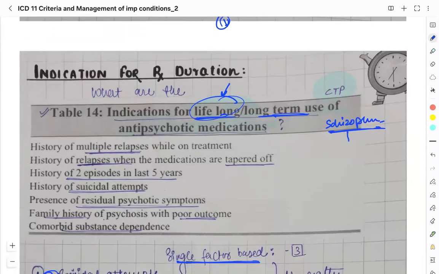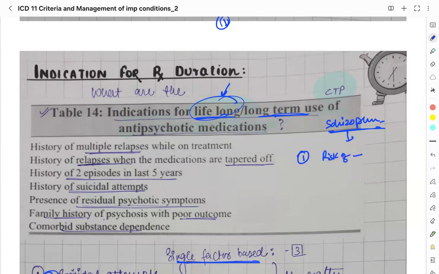What do you think? Just think about it. Well, if they got residual symptoms, so they're still, or there's a risk of harm to others and to self-expose.